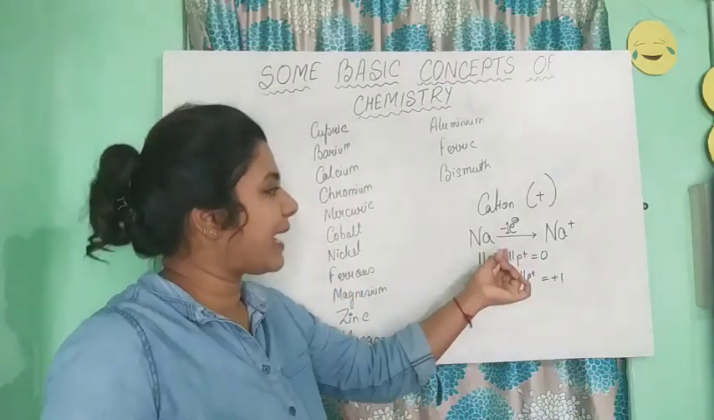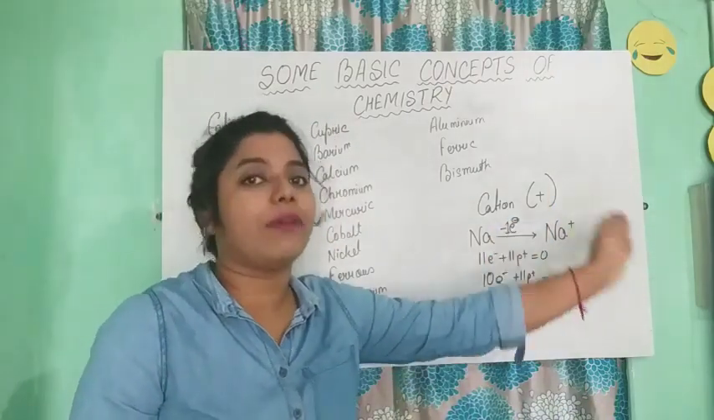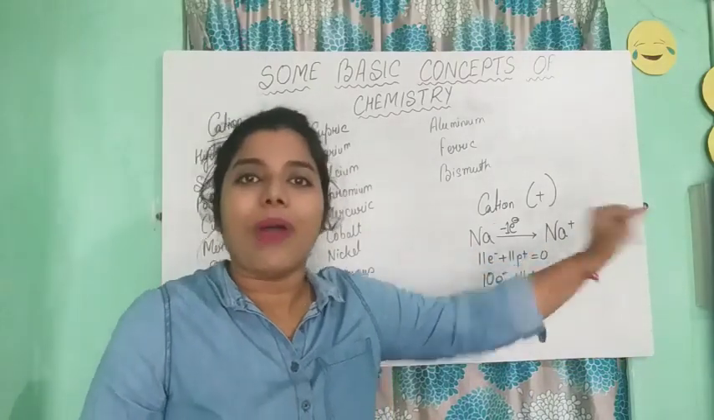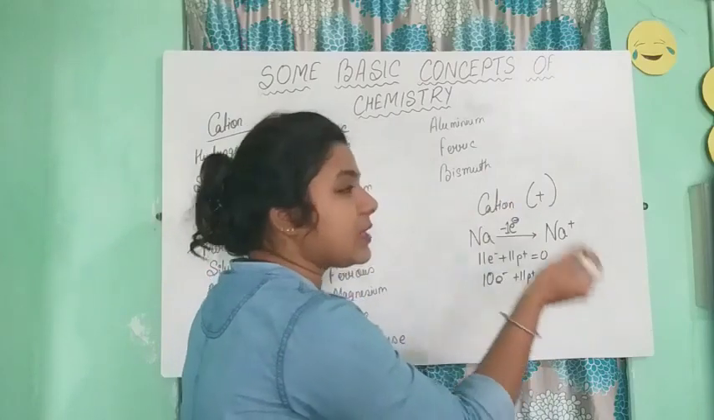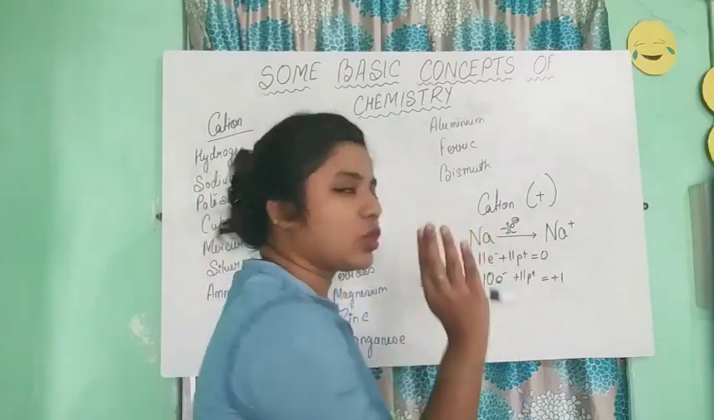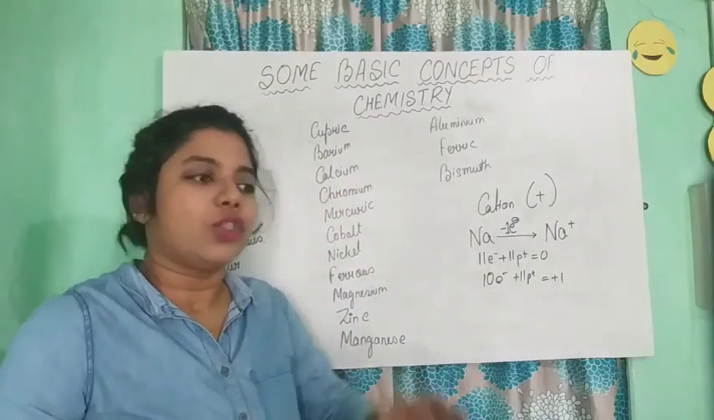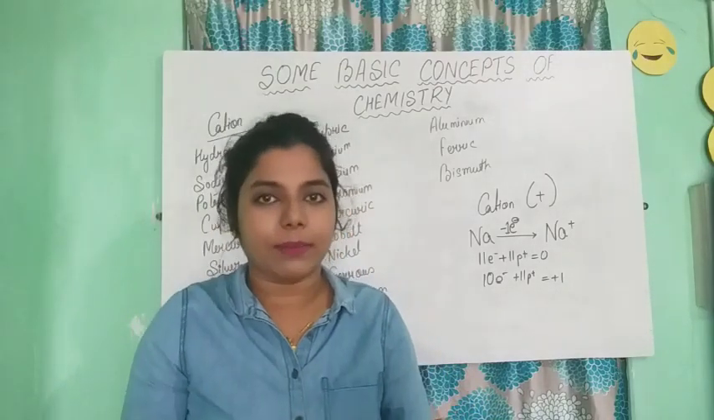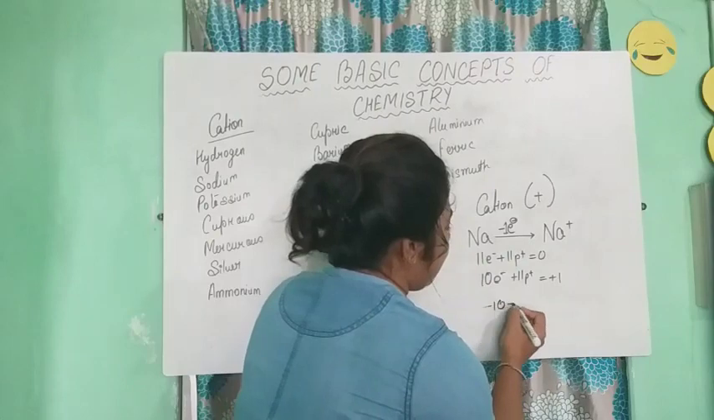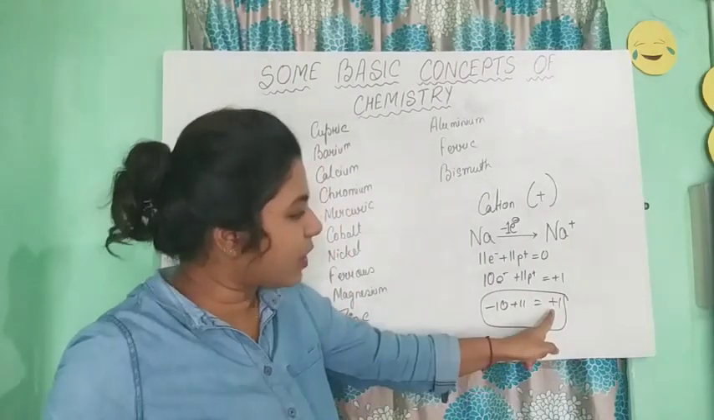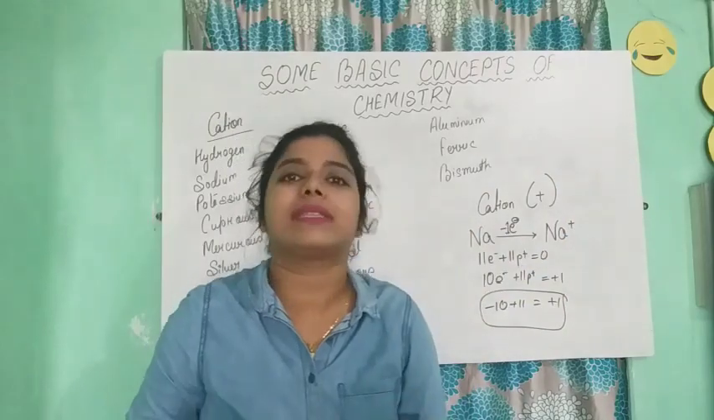But if you take out one electron from this sodium atom, what will it become? It will become sodium plus. Why plus? Because in that case, the protons will be equal, the number of protons will be equal, but the number of electrons will be less. So minus 10 plus 11, what will be the answer? The answer is plus 1. So that is why, just because the answer is plus 1, your sodium gains a plus charge.